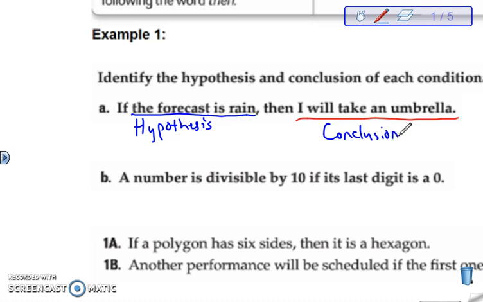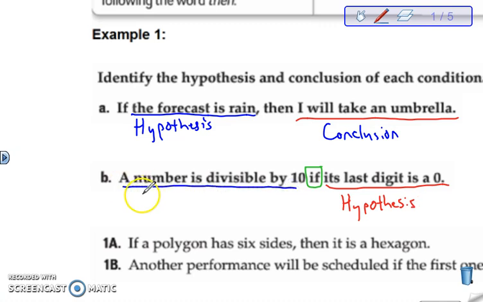All right, so for this next one, we want to be careful, right? Because the word if is not at the beginning. So what they're doing here is showing you that you can rearrange the sentence. However, the hypothesis is always the part that comes after the word if. So if its last digit is 0, then a number is divisible by 10. So this would be our conclusion. All right, there's a couple more examples for you to try.